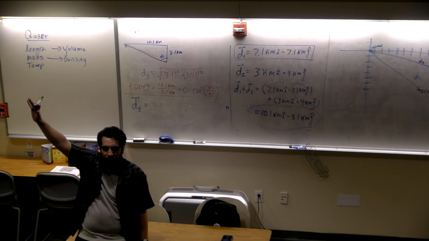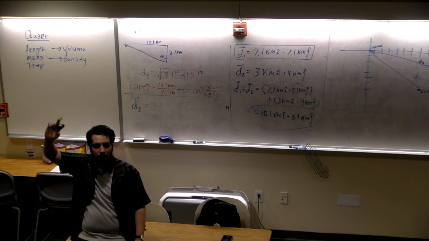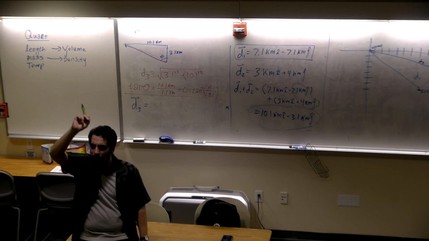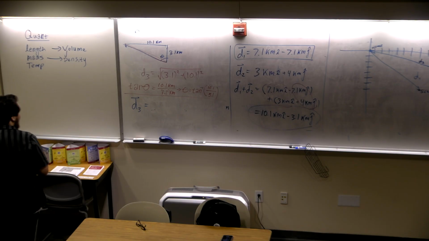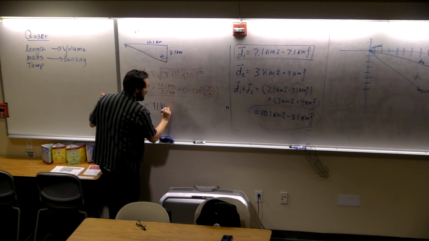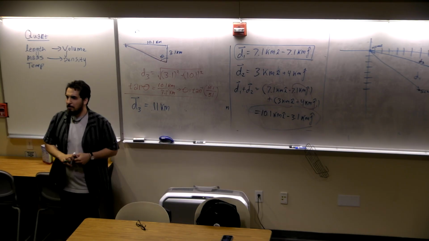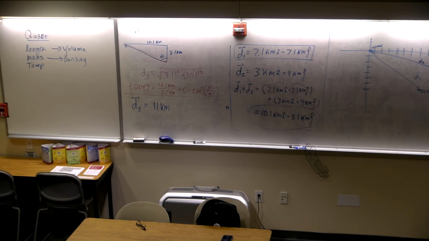All right, raise your hand if you have the Pythagorean theorem part calculated out. What'd you get in the back? Yes. I got 11. Anybody else get 11 kilometers? Raise your hand if you got 11 kilometers. Wonderful, amazing.